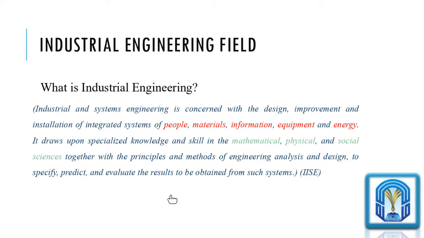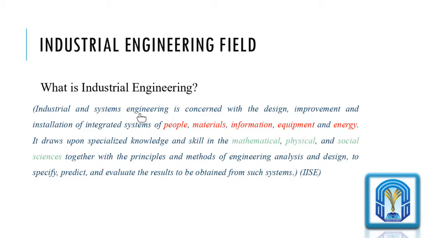What is industrial engineering? Industrial engineering, or industrial and systems engineering as the new and modern name of that field, is concerned with the design, improvement, and installation of integrated systems of people, material, information, equipment, and energy. Those, the red words, are the unique thing about industrial engineering.